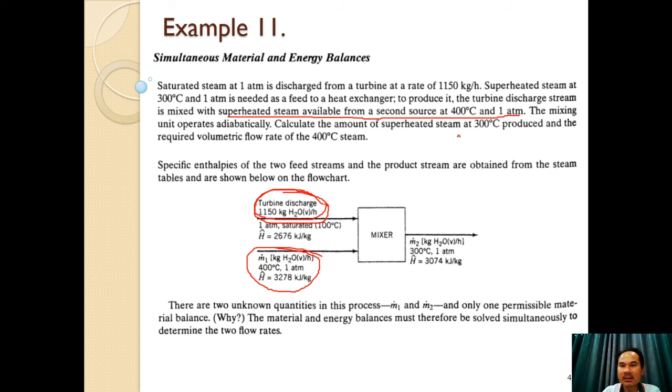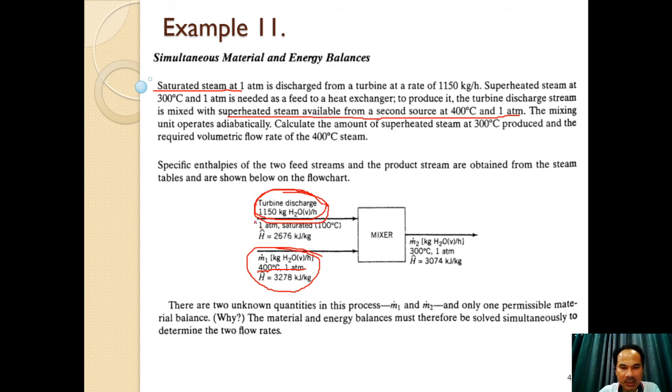That's right for this case. That's 1 atm also, 400 Celsius, 1 atm. This is 1 atm, and saturated is 100 Celsius. Because we know this is saturated steam at 1 atm, the boiling point or dew point should be 100 degrees Celsius. Steam means water in the vapor form.